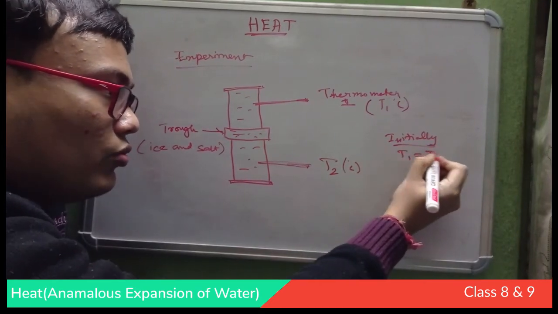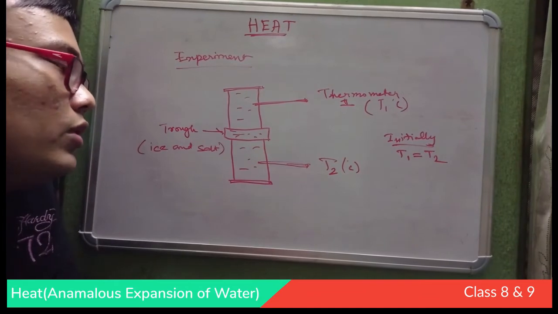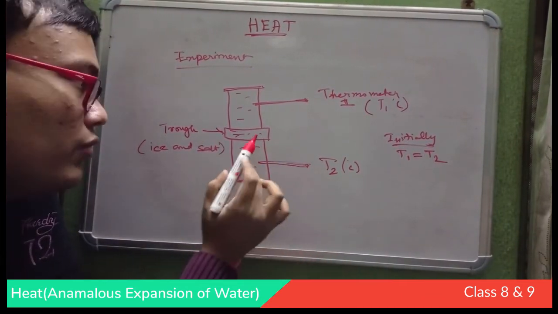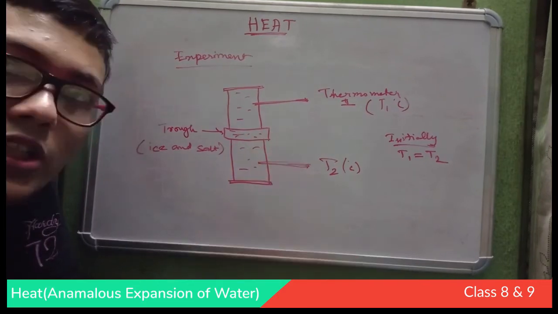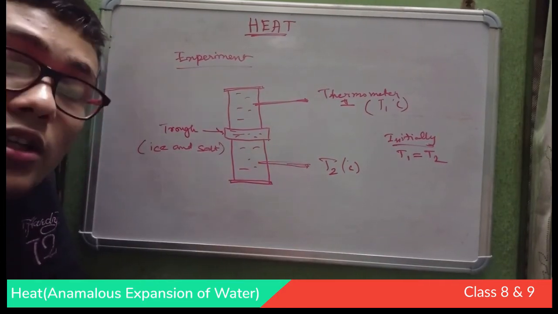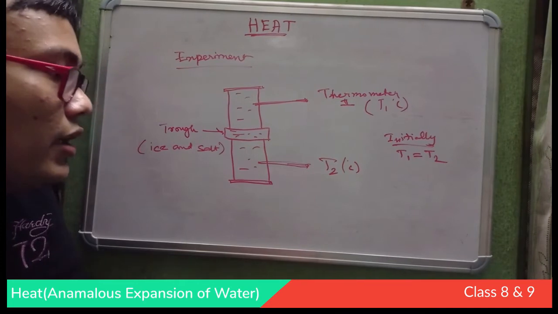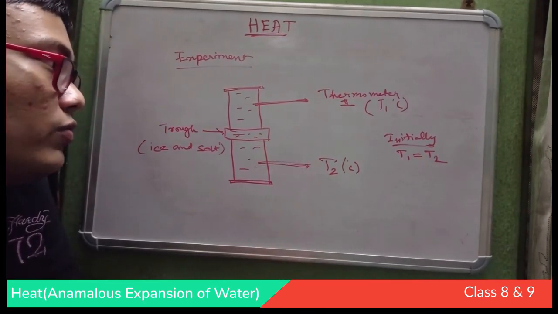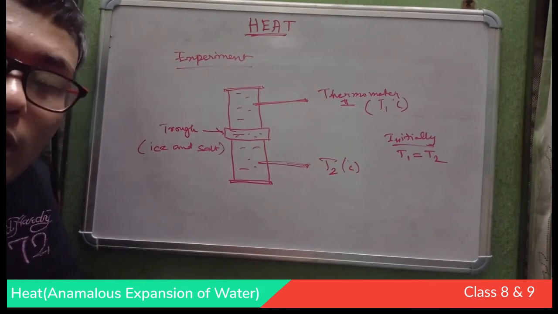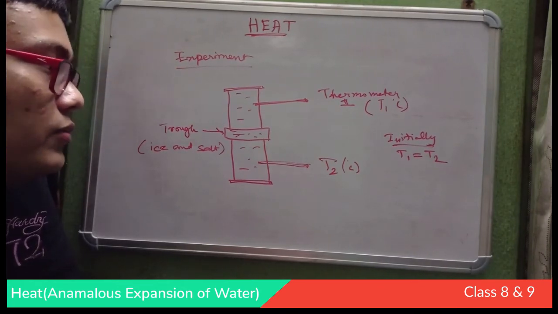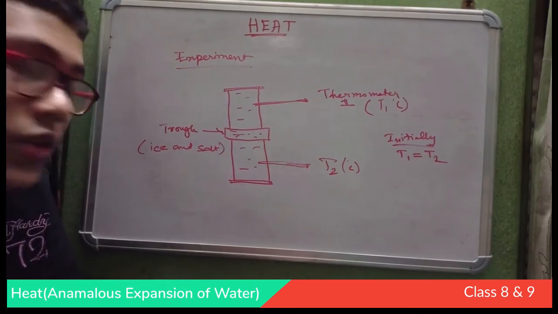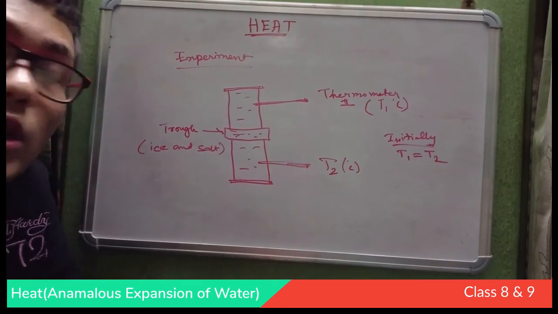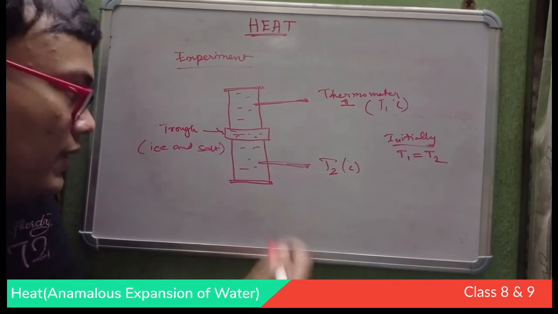T1 equals T2. Now as the trough contains ice, the water present near the center region will slowly decrease in temperature, and as the temperature of the water decreases, its volume contracts. So as the volume of water contracts, the density increases, right?